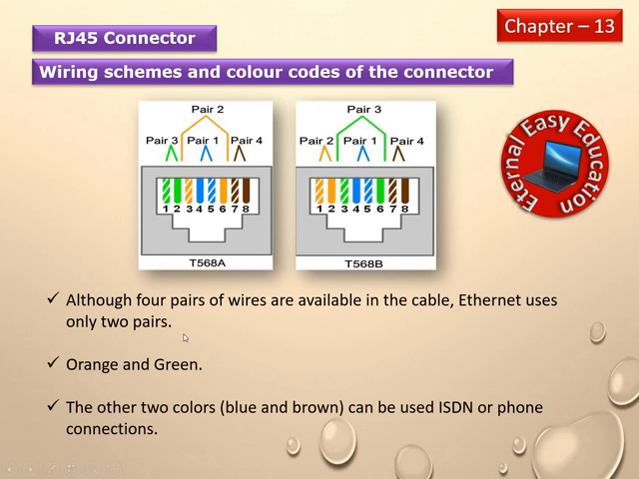So although 4 pairs of wires are available in the cable, it uses only 2 pairs. Here can you see here white and orange stripes, and here is a solid orange. So this is a pair. So pair 1 and it is a pair 2. Again pair 3, pair 4. And the main pair is only this orange, and here it is green. So orange and green. The other two colors, blue and brown, can be used for ISDN or phone connections. So these pins are respectively different. Some is for internet and some are for phone connections.